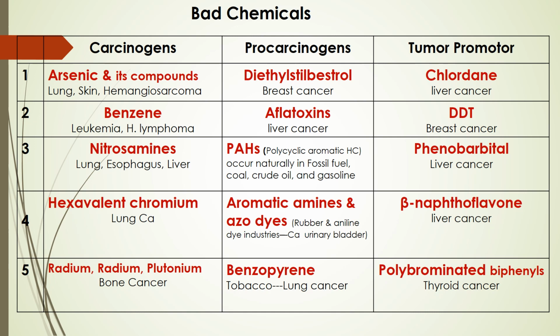The pro-carcinogens include hormones like diethylstilbestrol, which produces breast cancer. Aflatoxins, a fungal toxin, produce liver cancer, and so on. Aromatic dyes, benzopyrene. Tumor promoters: chlordane causes liver cancer. DDT, which is a spray for mosquitoes, flies and domestic insects, causes breast cancer. Phenobarbital, a drug used in epilepsy, may cause liver cancer, and so on. Beta-methylflavone causes liver cancer, and so on. These are the examples.